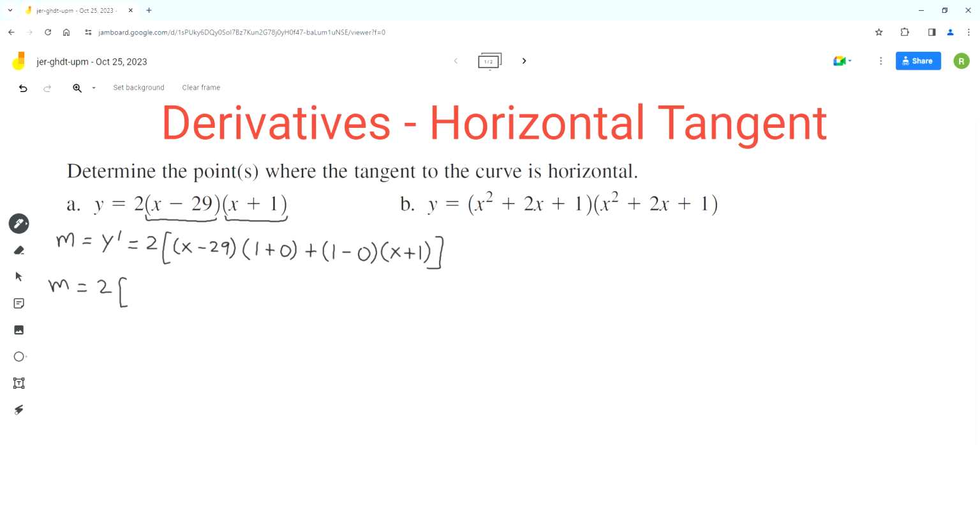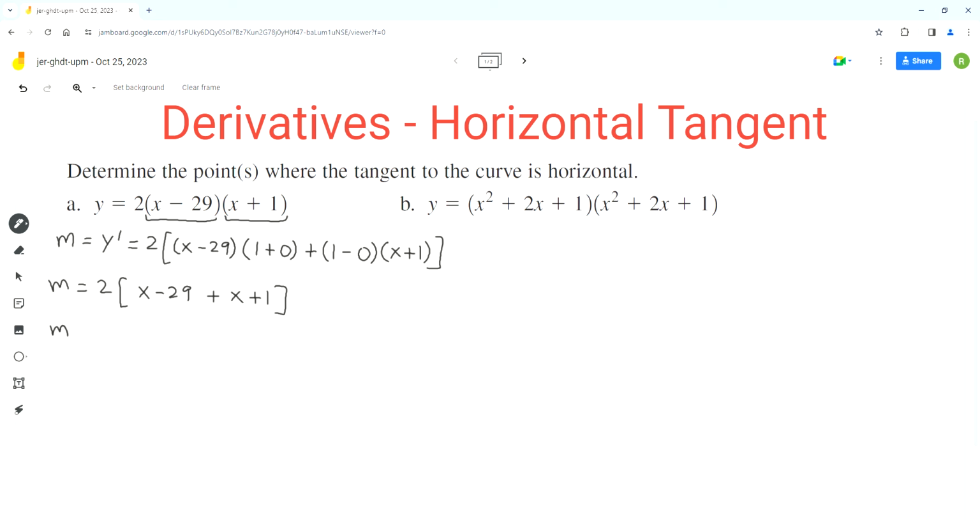Since we have to find the point where the tangent to the curve is horizontal, the slope of the tangent should be equal to 0. In this step, we'll simplify this expression and then set it equal to 0 to find the points. In the first part, we get x minus 29. In the second parenthesis, 1 plus 0 is just 1, and multiplication by 1 doesn't change anything. In the second part, 1 minus 0 is just 1, and 1 times x plus 1 will be just x plus 1.